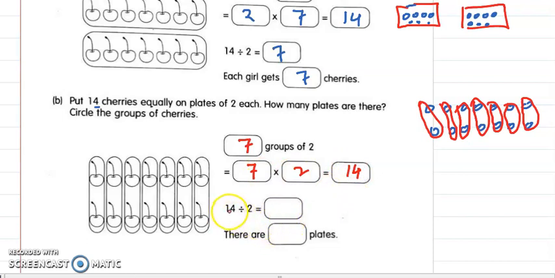And now if we divide 14 into 2 of each, how many groups did we have? We have already seen that there will be 7 groups. So there are 7 plates.